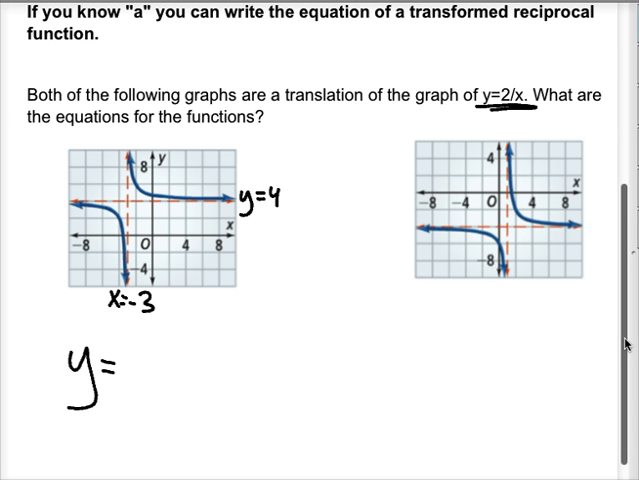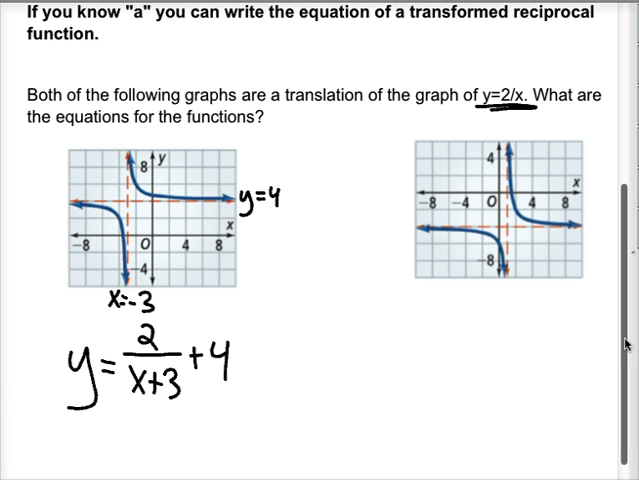y equals, now it's telling me the parent function is 2 over x, so that tells me I need that 2 up there. Well, to shift x to the left, remember x is always opposite what we'd expect, and the y is what we'd expect. So all you do is fill in those pieces, and you're already done.